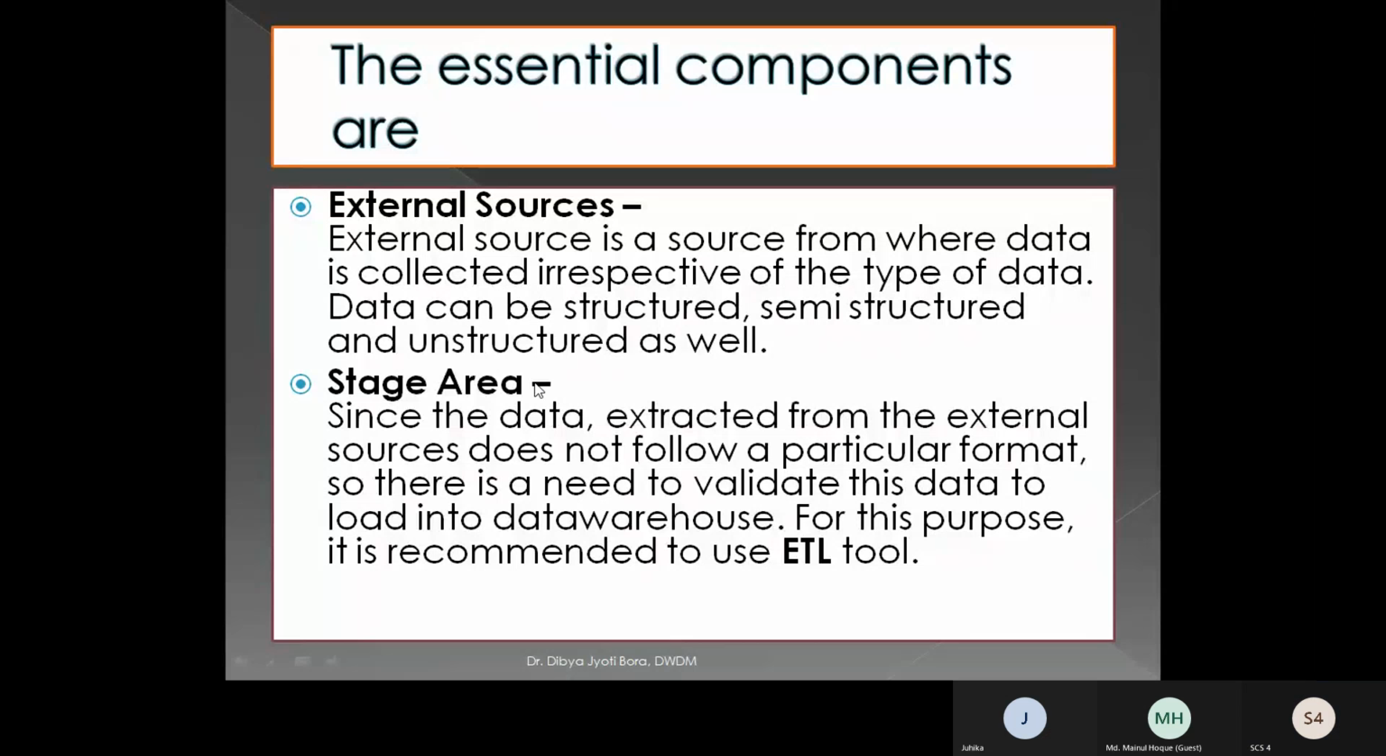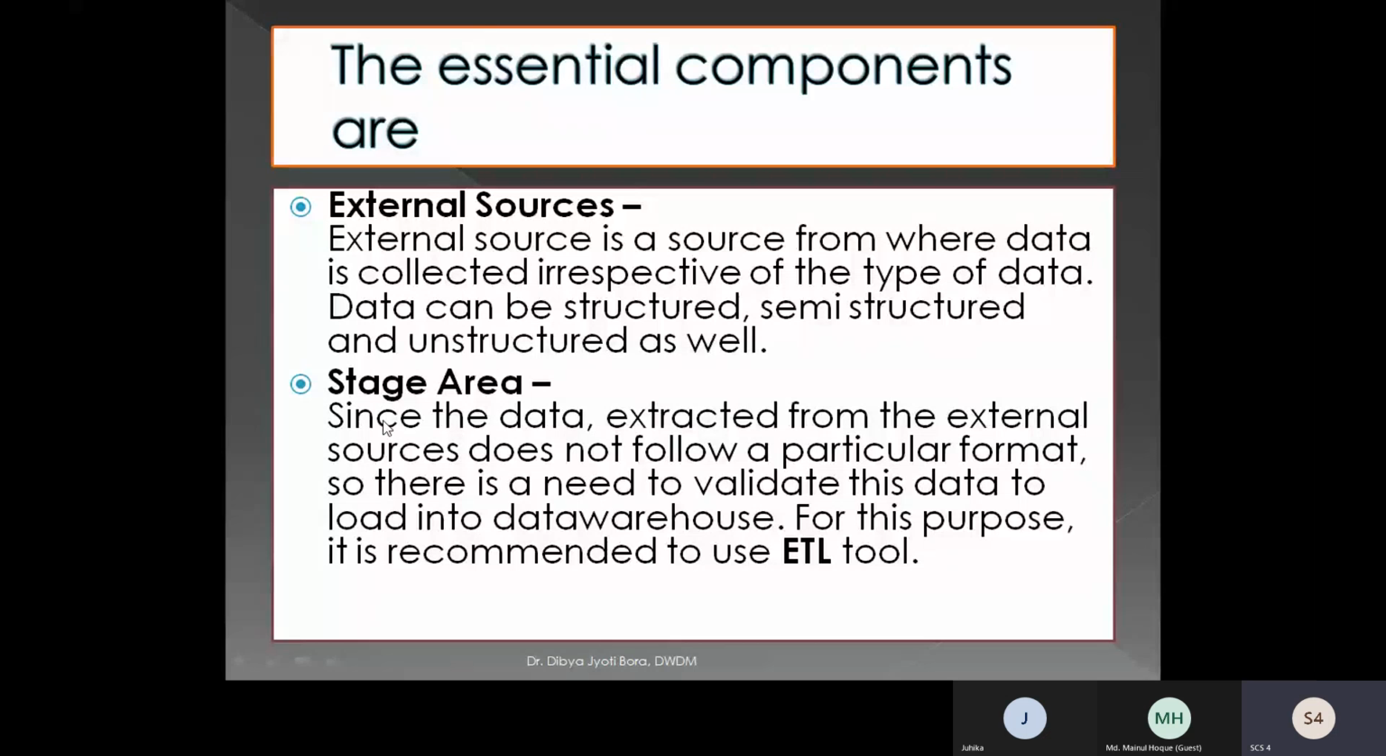Then the staging area, I have already discussed this. Staging area means a kind of landing area where we cleanse the data, because these external sources are actually a mixture of different types of data. Some relevant and irrelevant data are also there. So what we need is the relevant data. For that purpose, we perform some pre-processing, and that is done in the staging area.